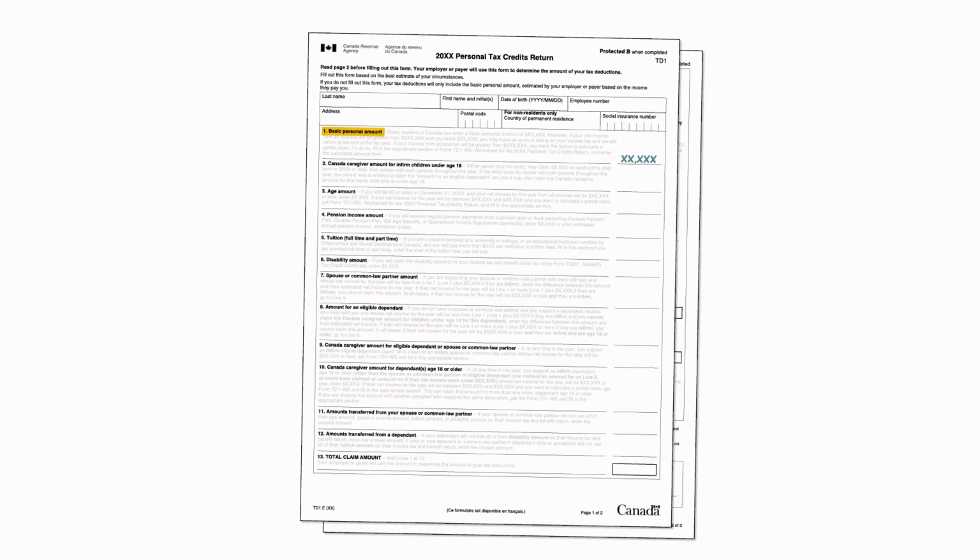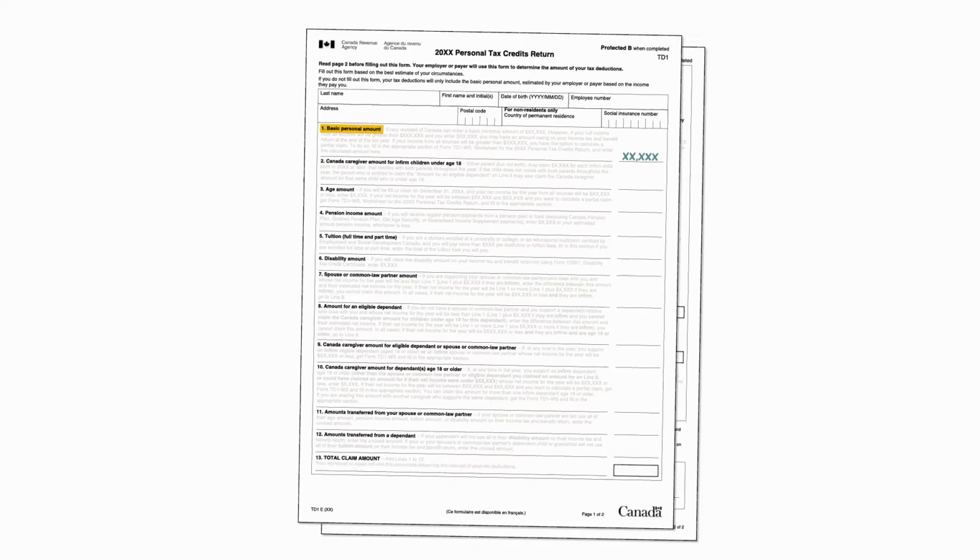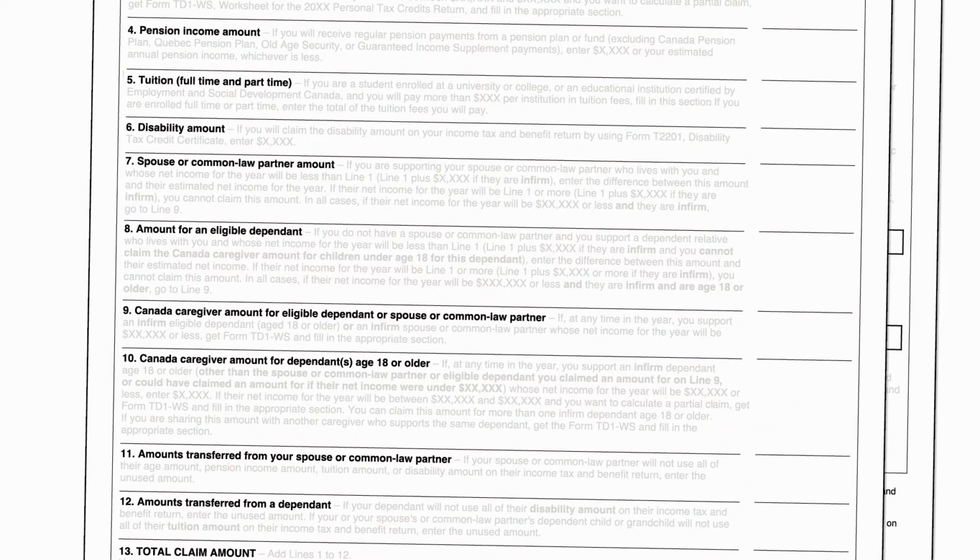The rest of the sections on page 1 will depend on your personal situation. You'll need to enter amounts to claim the tax credits for situations that apply to you. If you pay tuition fees during the calendar year, you can enter the amount in section number 5. You may be able to claim tax credits if you financially support a spouse, common law partner, a child, or a sibling. Depending on the situation, you can claim a credit on section 7 or 8.